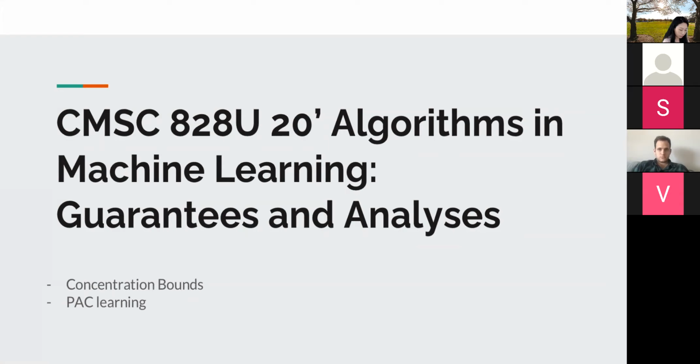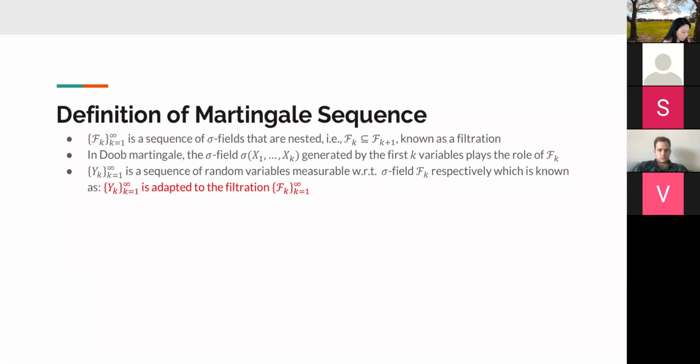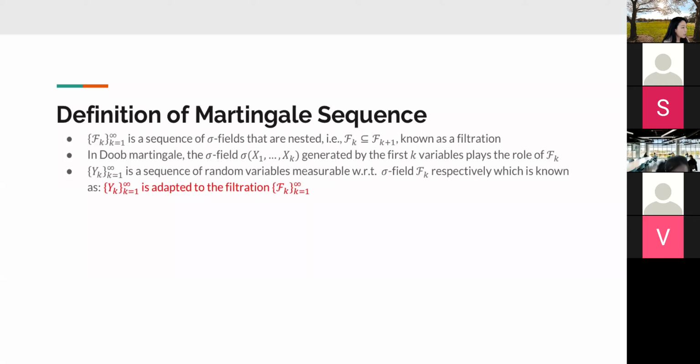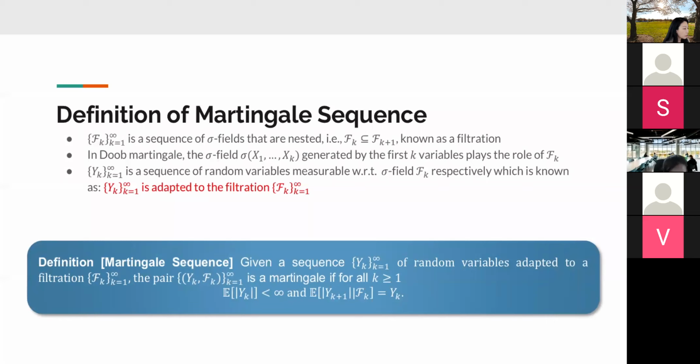Martingale inequalities. Let's recall the definition of the martingale sequence. Suppose you have a sequence of nested sigma fields. For example, in the Doob martingale, the sigma fields are generated by the first k variables, X1 through Xk. That is a special case of what a lot of martingales could have. Then Yk, k from 1 to infinity, is a sequence of random variables measurable with respect to the sigma fields respectively, which is known as Yk being adapted to the filtration. Once you have that, the definition of the martingale sequence is simple.